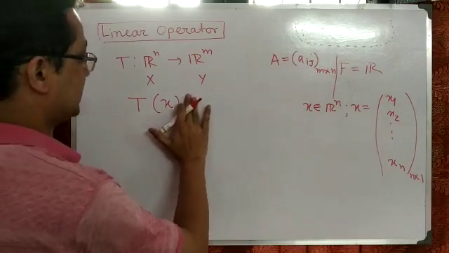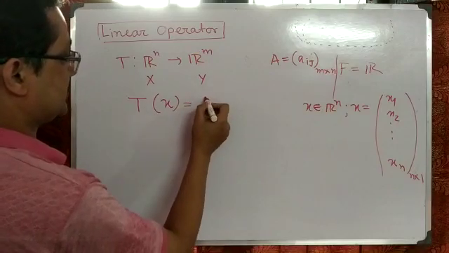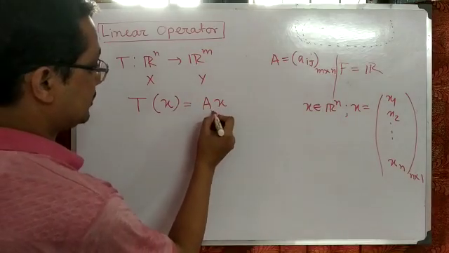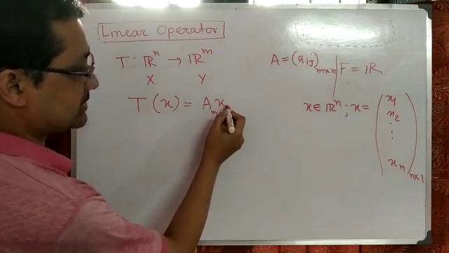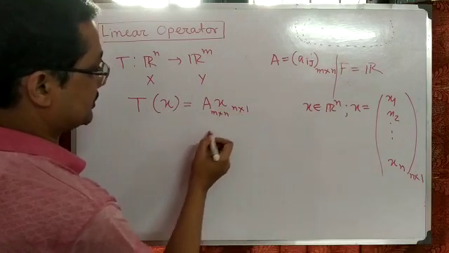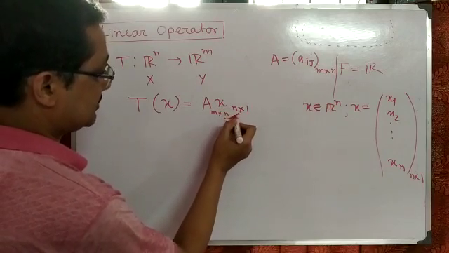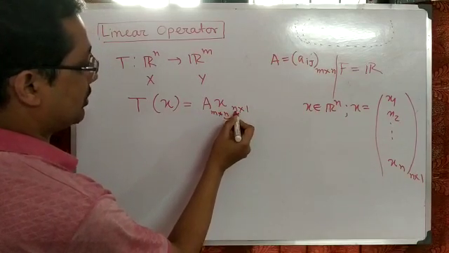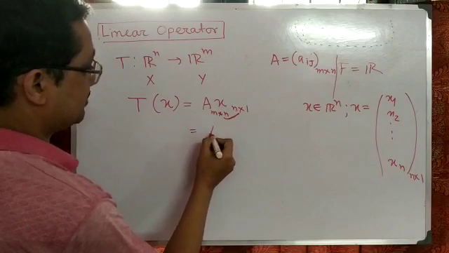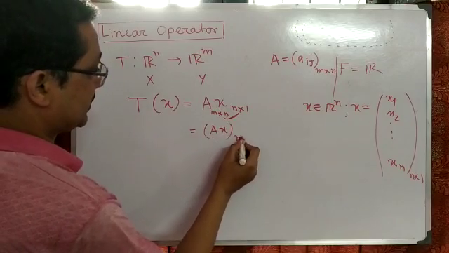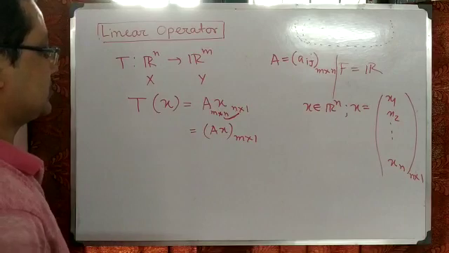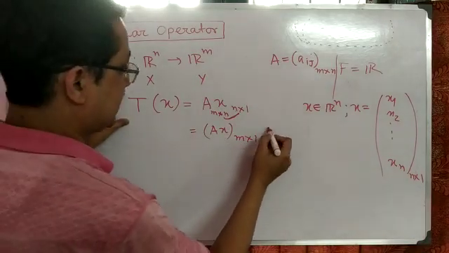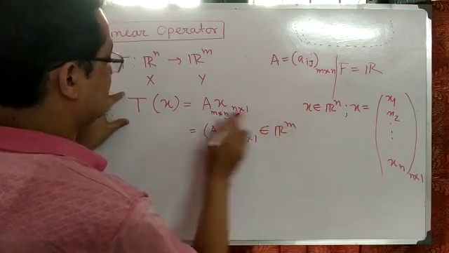So how do we write it? T of x is equal to A into x. What is A? A is an n cross n matrix. And x is an n cross 1 vector. So we cancel out the columns of matrix A and the rows of x. Ultimately Ax is a matrix of n cross 1. So it is a mapping. It is guaranteed because it is an n cross 1 matrix, so it belongs to Rn.